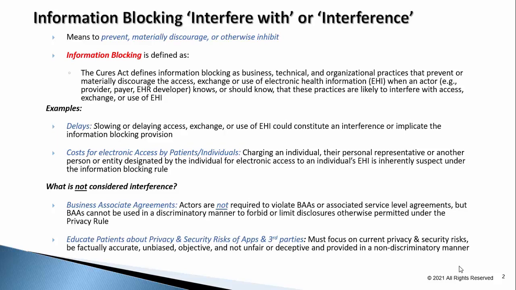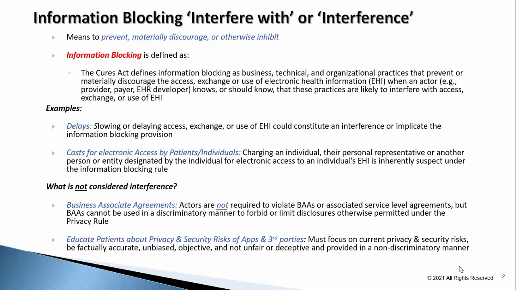Information blocking is to interfere with, which means to prevent or materially discourage or otherwise inhibit the free flow of information upon request, typically from a patient, but that's going to expand quickly to other parties. Information blocking is business, technical, or organizational practices that prevent or materially discourage access, exchange, or use of electronic health information when an actor, a provider, payer, or EHR developer, knows or should know these practices are likely to interfere with the access, exchange, or use of EHI.